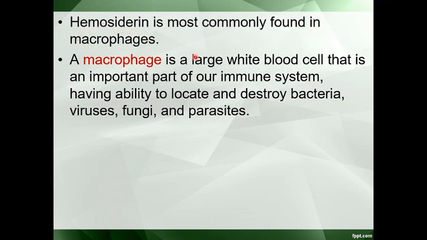Hemosiderin is most commonly found in macrophages. What is a macrophage? A macrophage is a large white blood cell that is an important part of our immune system and has the ability to locate and destroy bacteria, viruses, fungi, and parasites. So, it is a large white blood cell, a part of our immune system. And what is the function of a macrophage? It has the ability to locate and destroy bacteria, viruses, fungi, and parasites.